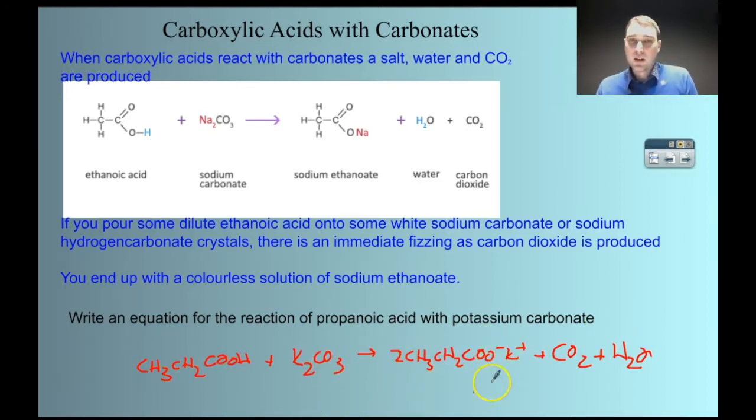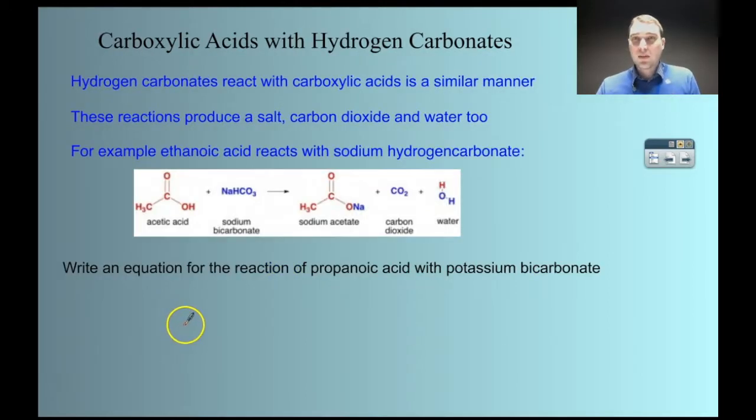Alright, the salt here is going to be potassium propanoate. Similarly to acids reacting with carbonates to produce carbon dioxide, salt and water, they do that with hydrogen carbonates as well. So again, here's our example, acetic acid with, in this case, sodium bicarbonate, which is sodium hydrogen carbonate. We get sodium acetate plus carbon dioxide plus water. So those are our products.